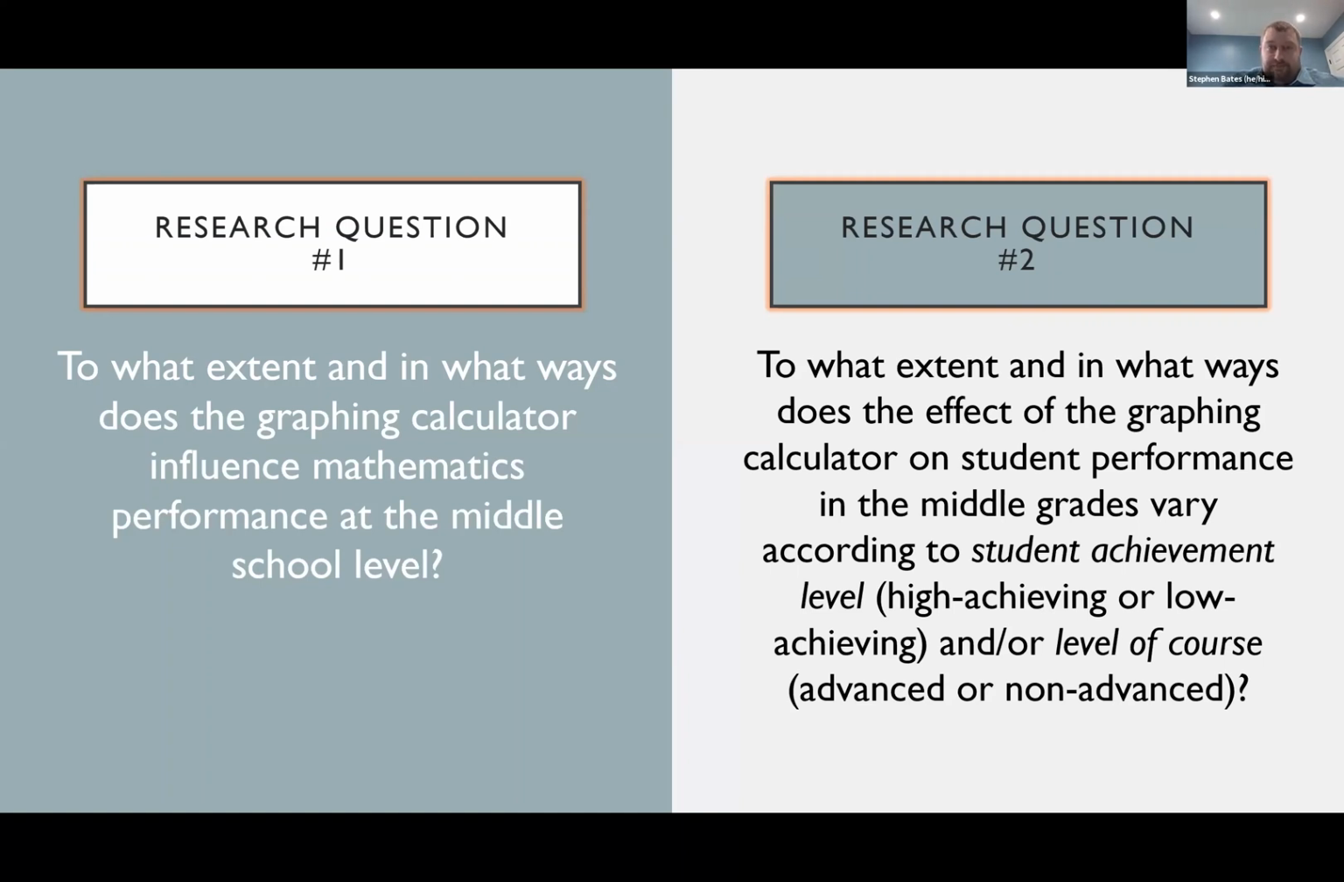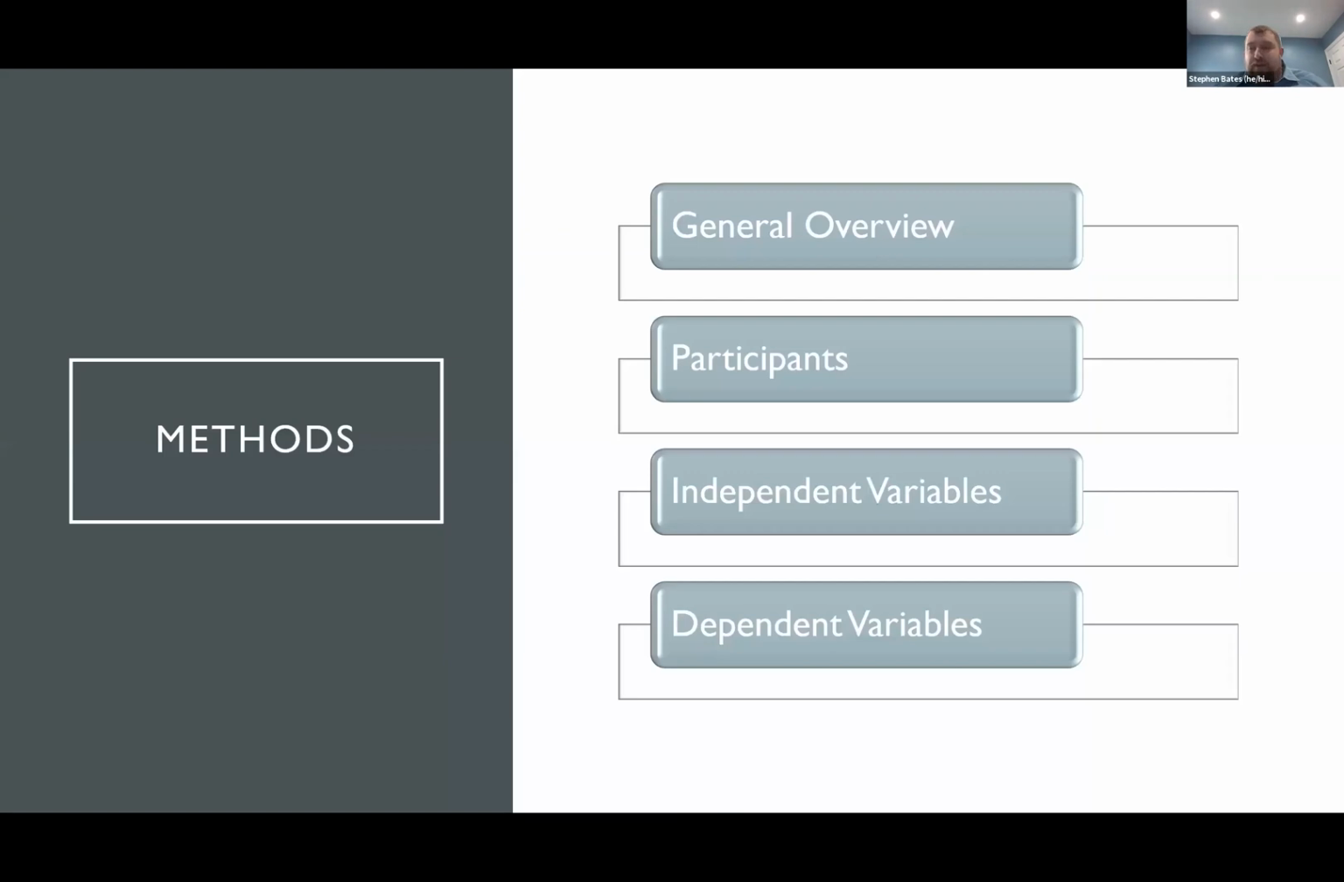So for my research project, I completed a single group alternating treatment design using non-random sampling, which I'll explain in a minute, using a pre-test, post-test general idea. So basically all the students took a pre-test before learning a unit of study, received instruction either using the graphing calculator or not using the graphing calculator, and then took a post-test either with or without the graphing calculator.